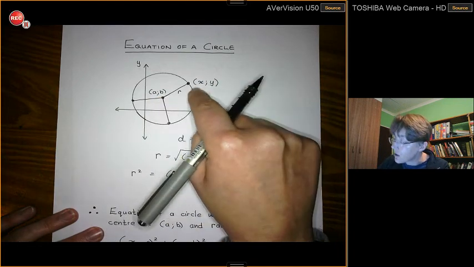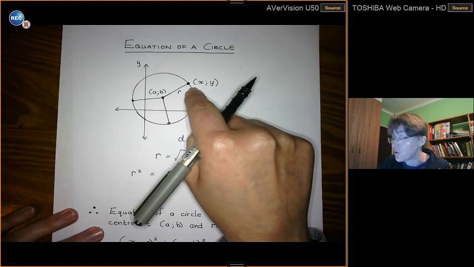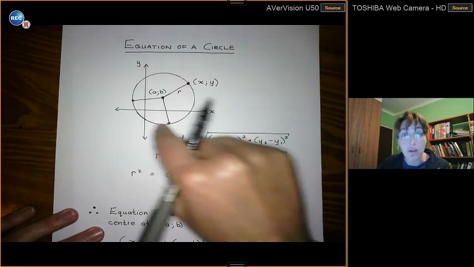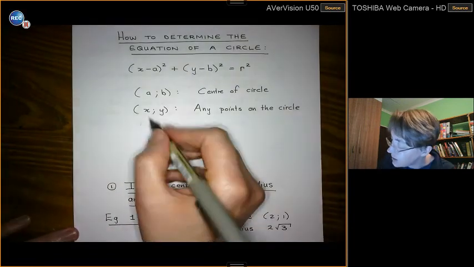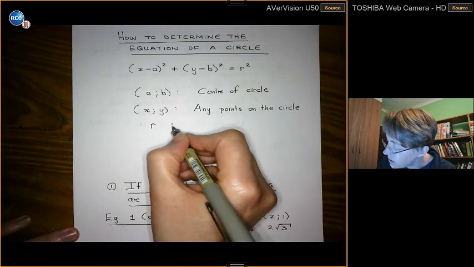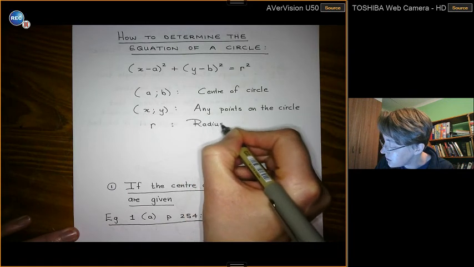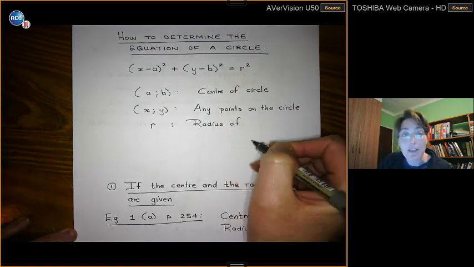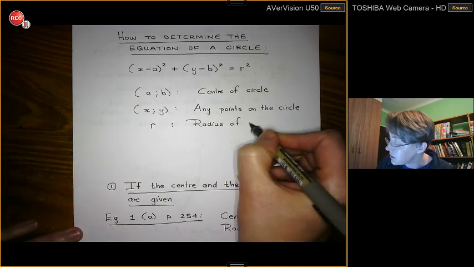Whereas a point on the circumference of the circle, so in other words, a point that the circle goes through, are any of these points over there. So there's lots of options there. And then r is the radius of the circle. And please remember that radius is specifically the distance between the center of the circle and the circumference.